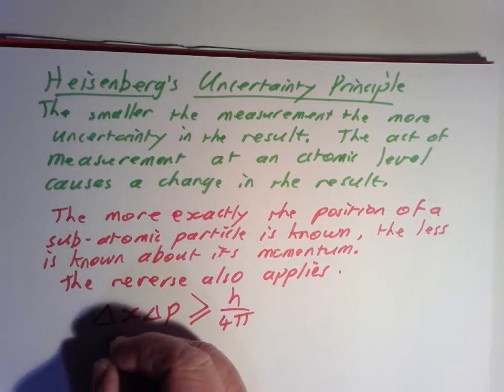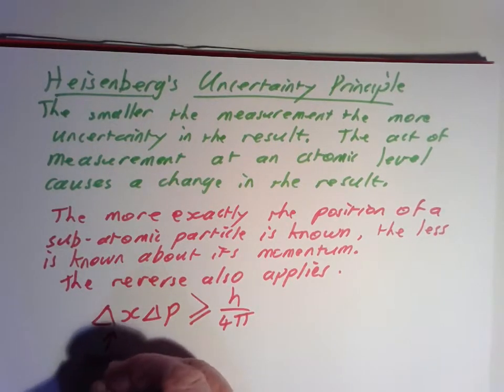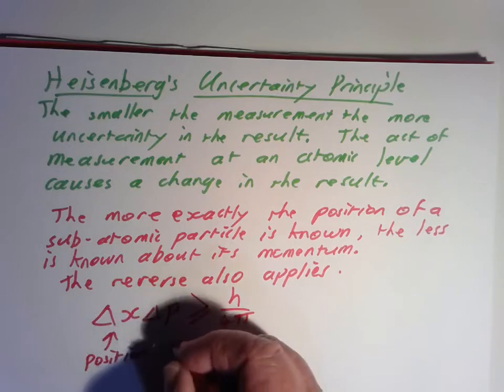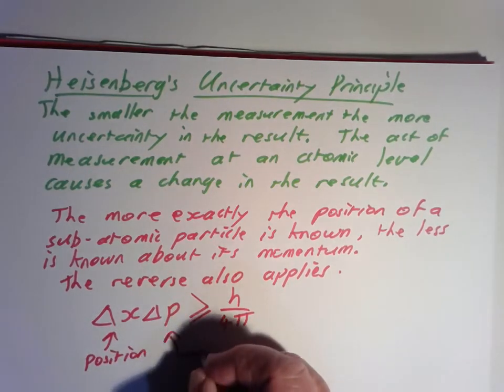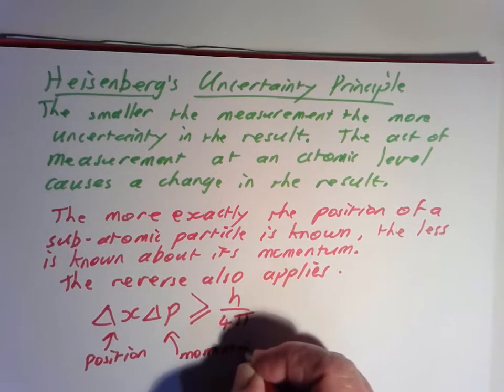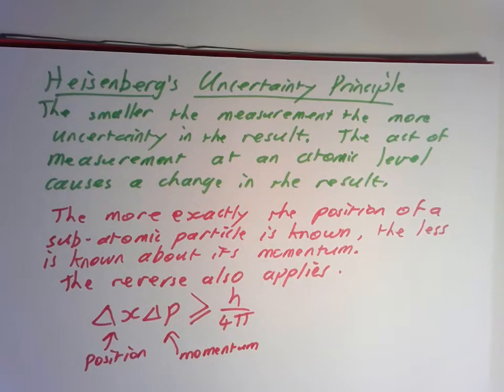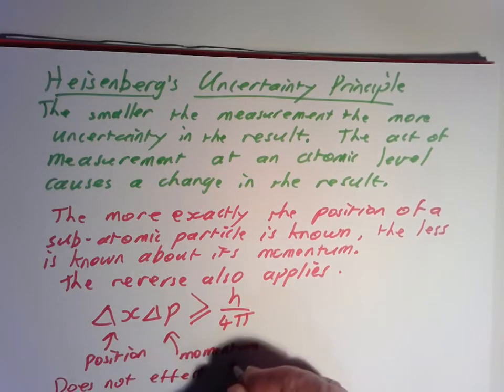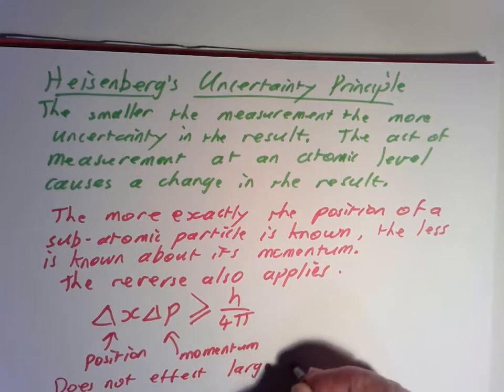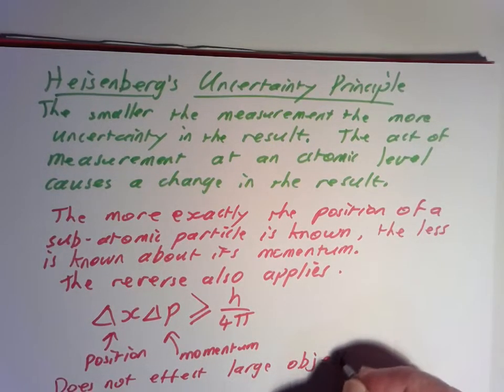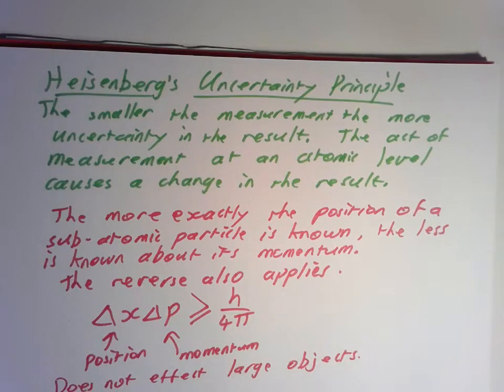So if we take the delta x to be position, delta p to be the momentum, they've always got to be larger than a very, very small number, so equal to or larger. So therefore it doesn't apply to large objects, or does not affect large objects. It only affects really tiny things.